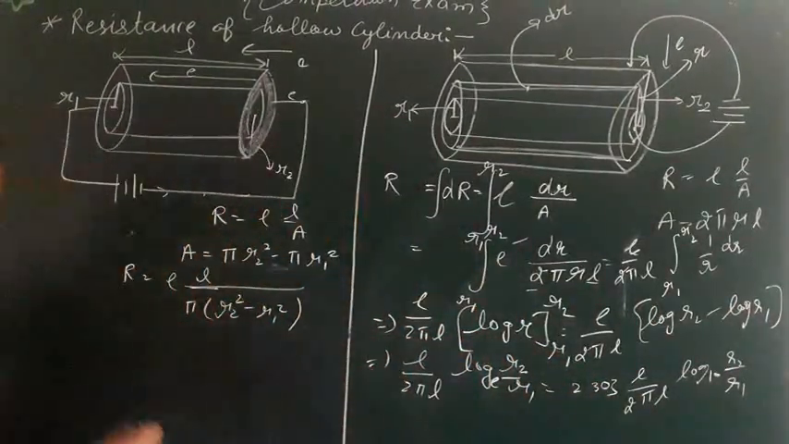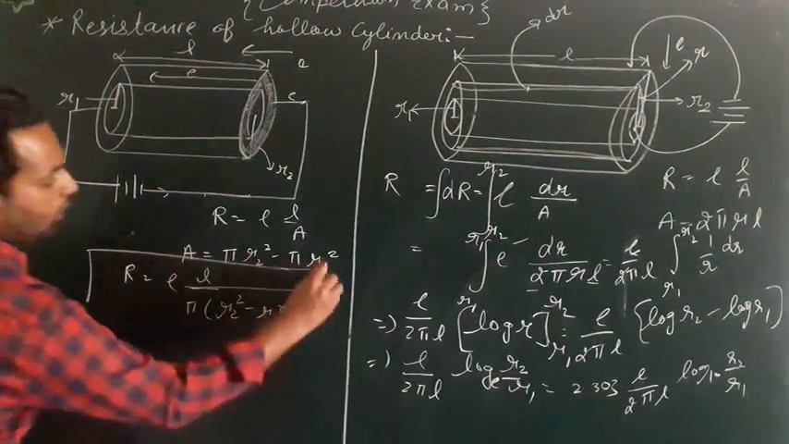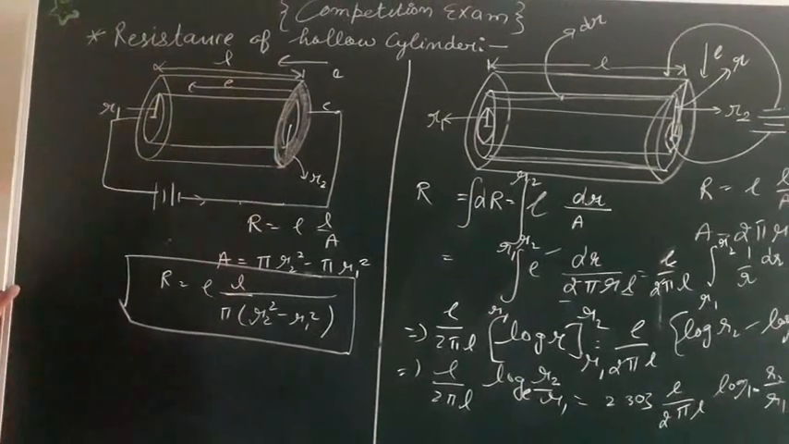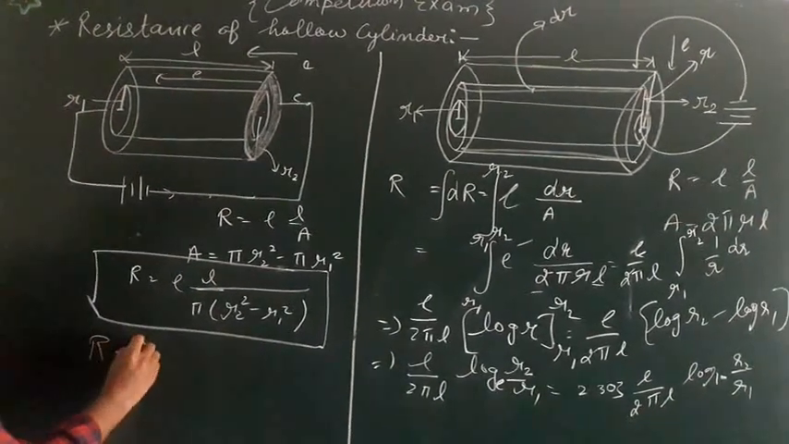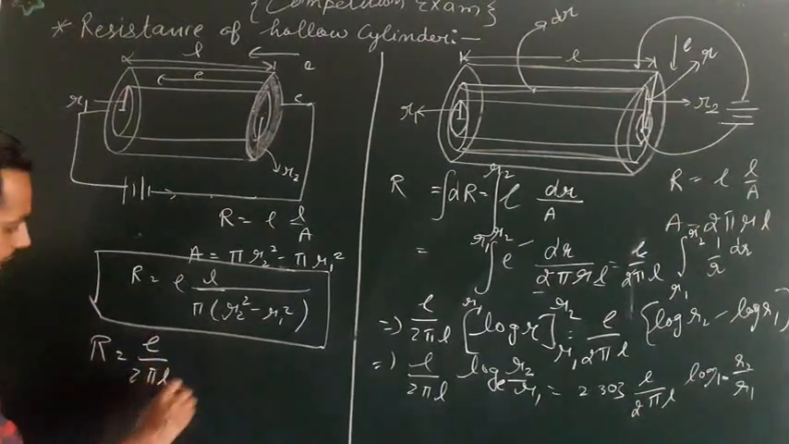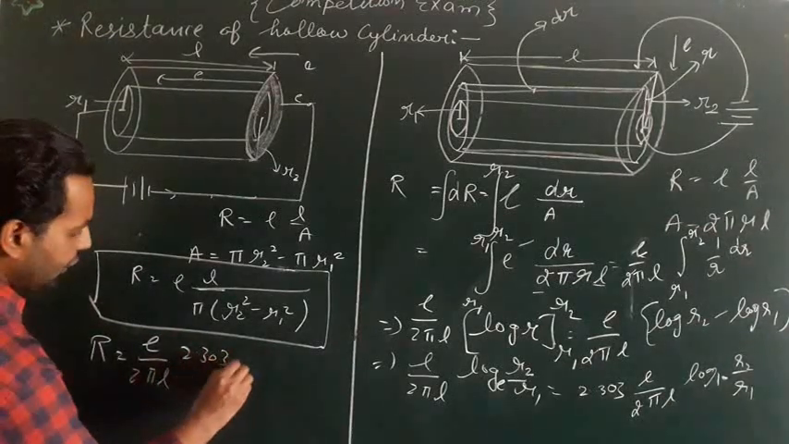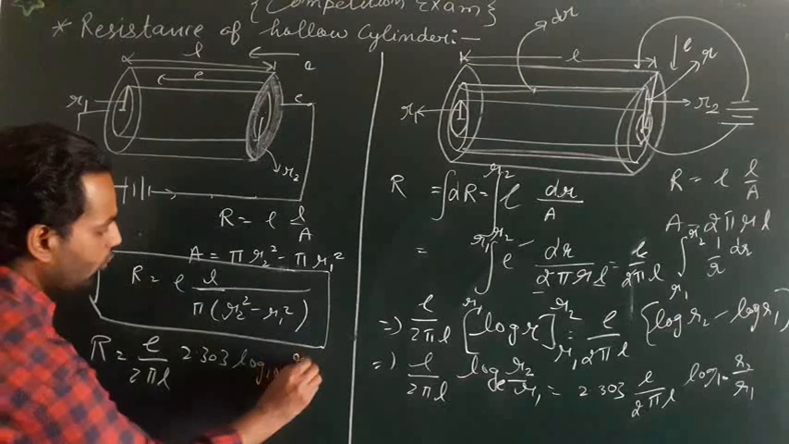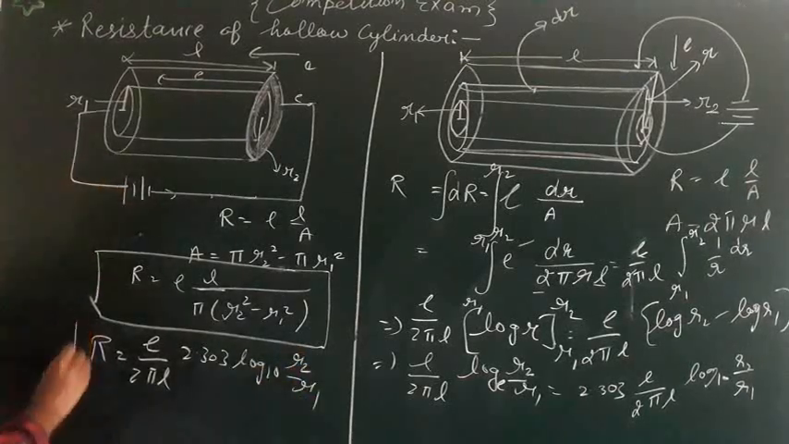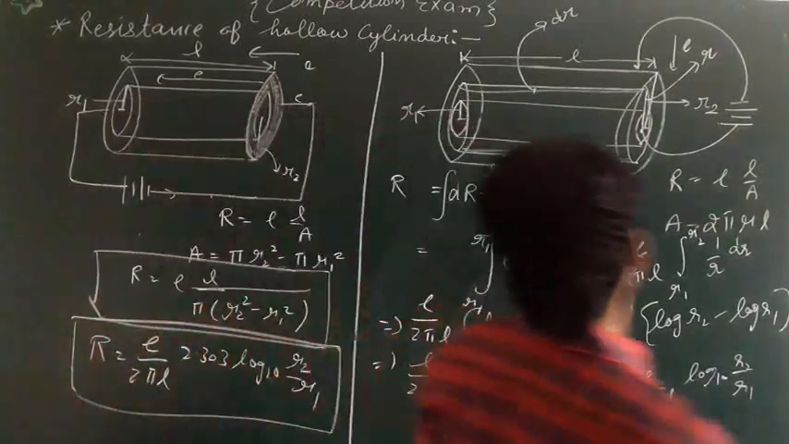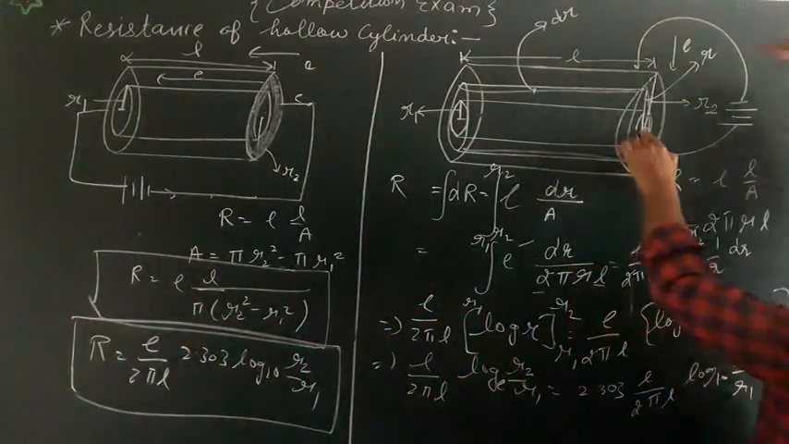So what is the resistance of the hollow cylinder? This is the resistance of a hollow cylinder when the battery is connected from this end to this end. And R is equal to rho divided by 2 pi L, 2.303 log 10 R2 divided by R1, is the resistance of a hollow cylinder when the battery is connected to the inner and the outer surface.